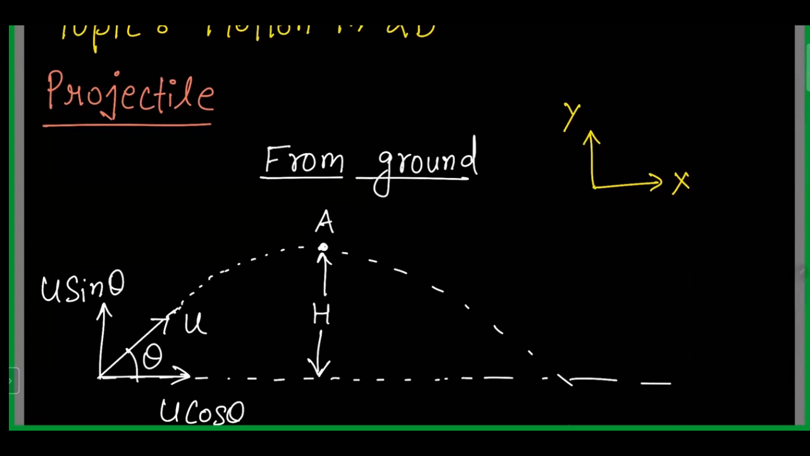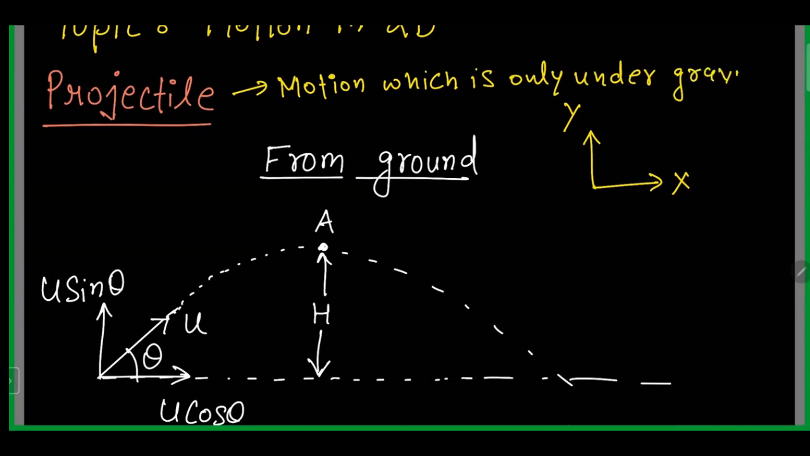Number one concept which you need to understand in motion in two dimensions is projectile. What is the meaning of projectile? Projectile means motion which is only under gravity. When you have some motion in which only gravity is acting, no other force is acting, then that kind of motion is known as projectile.